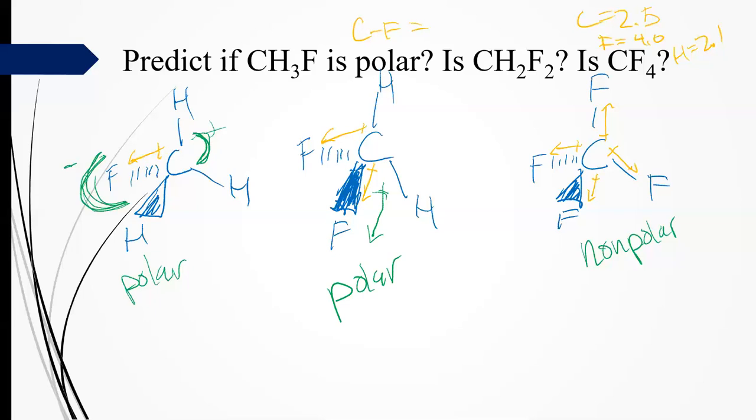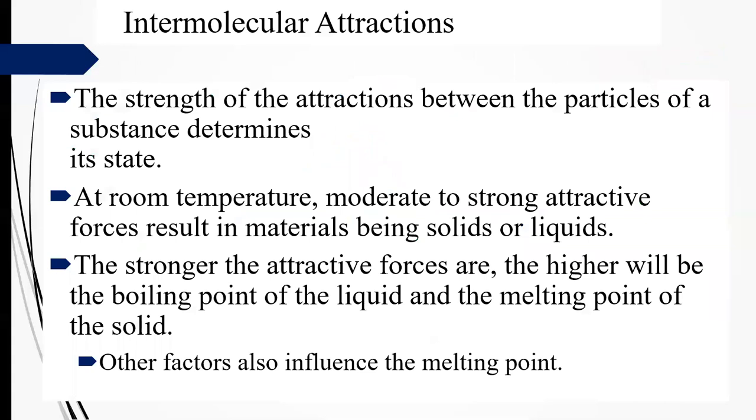Now, the reason why all of this matters for us is today we're talking about intermolecular attractions. So we're talking about why molecules are attracted to other molecules. Within the molecule, we have those bonds that form covalent bonds, ionic bonds, metallic bonds. But now we're talking about the attraction between the particles of a substance. This is important because it's related to the state that the matter takes on. Things that are attracted to each other moderately or strongly at room temperature become our solids and our liquids. Things that have weak attractions to each other become our gases.